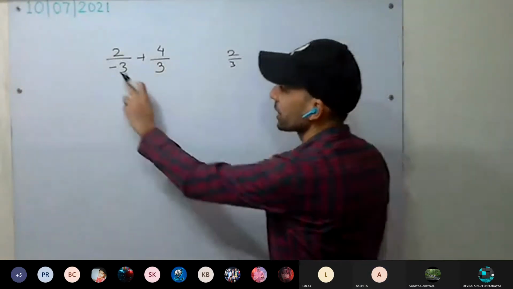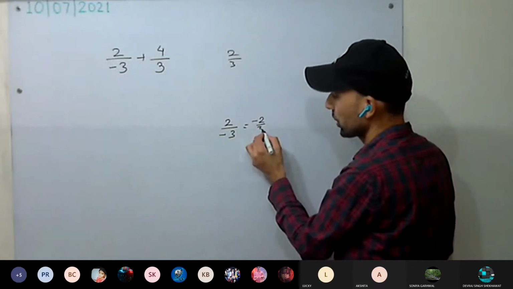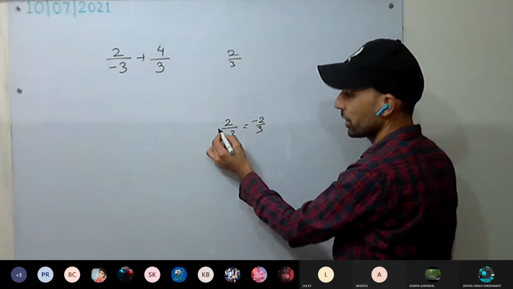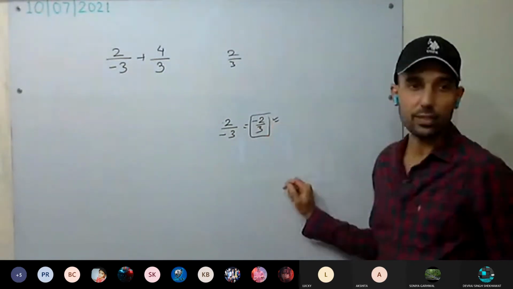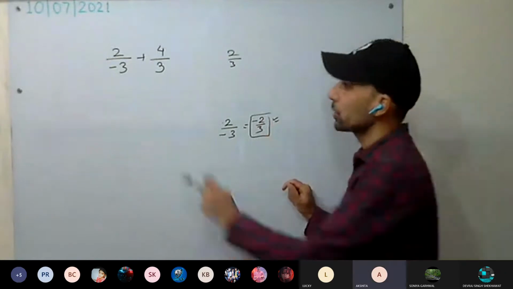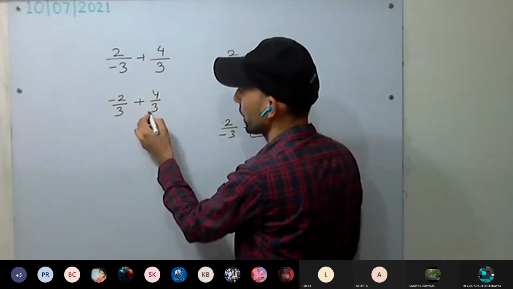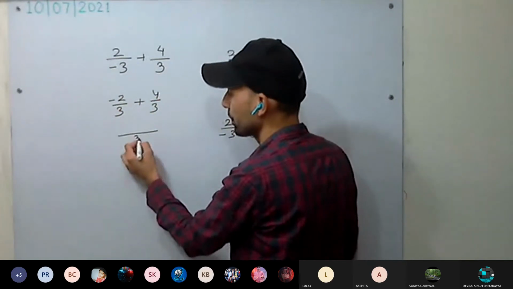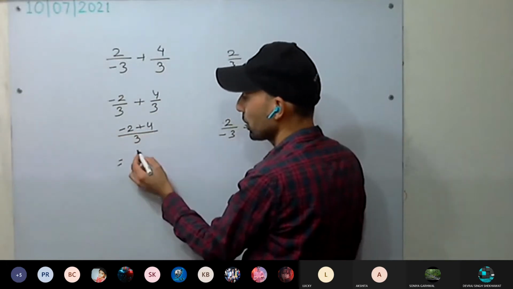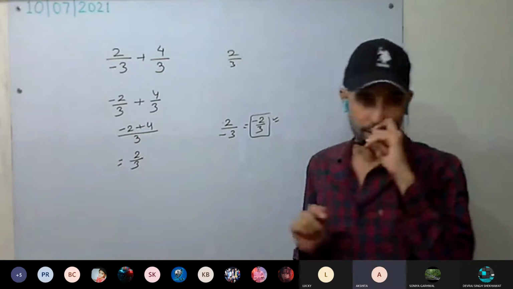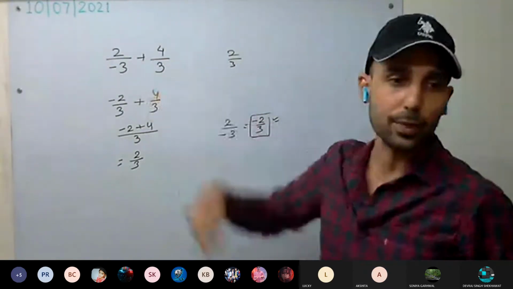How did you solve it? See here. The number given is 2 upon minus 3, which is equal to minus 2 upon 3. The minus sign, whether in the denominator, numerator or here, you can put. Mainly we keep the minus sign with the numerator, yes or no? So we can rewrite this as minus 2 upon 3 plus 4 upon 3. Now take the LCM. 3 is the LCM. Minus 2 plus 4 is 2. 2 upon 3. Okay, this is clear. So always keep the denominator as simple as possible.